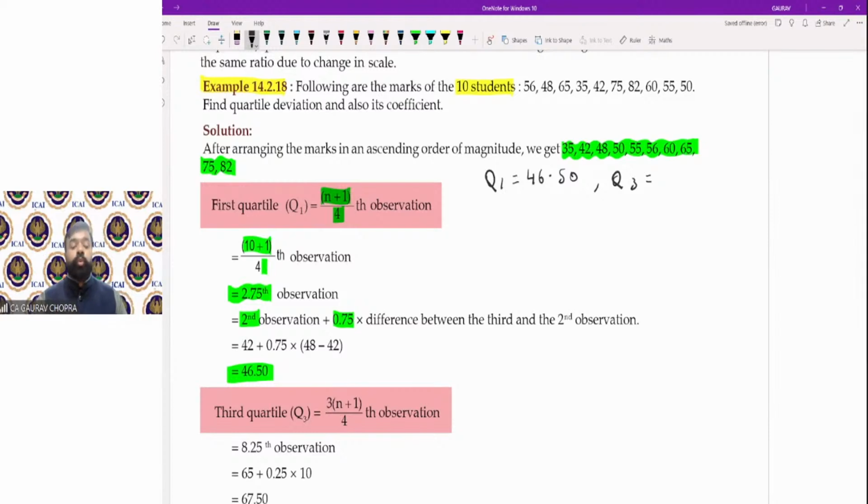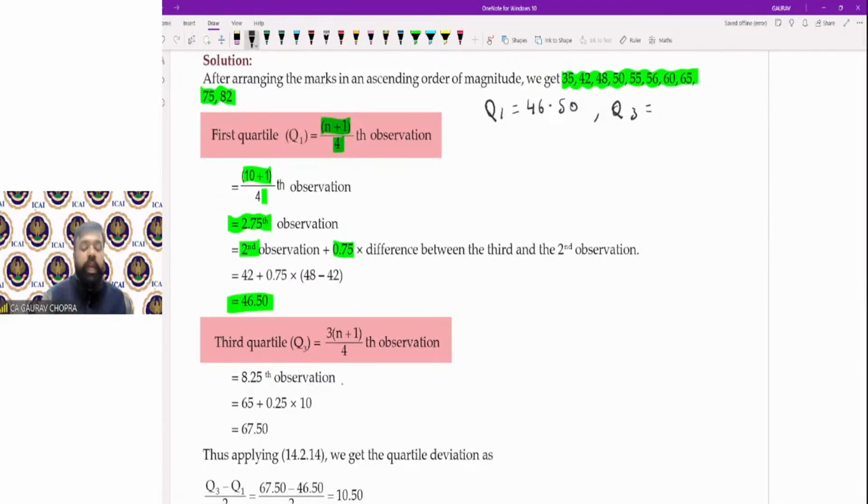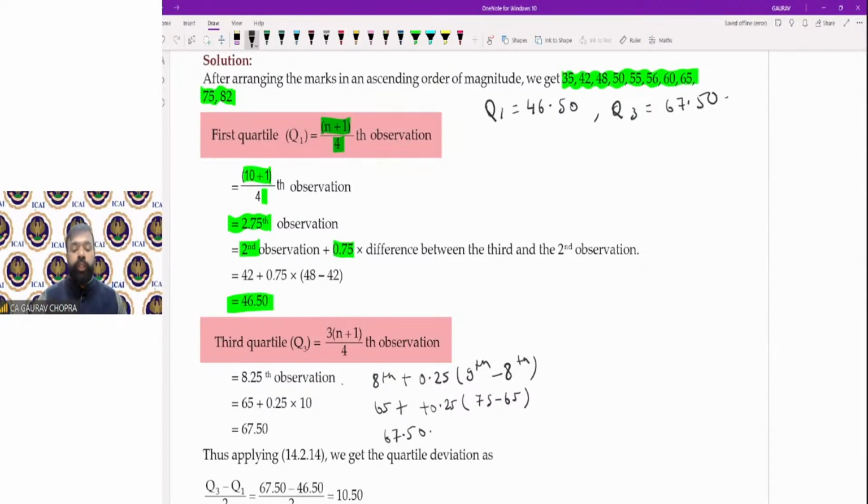Similarly, you have to calculate Q3. So rank will be how much? 8.25, and apply the formula 8 plus 0.25, ninth value minus eighth value. So 65 plus 0.25 into 75 minus 65. We are getting 67.50. So 67.50 is your Q3. तो Q1 and Q3 दोनों आपके पास अवेलेबल है.